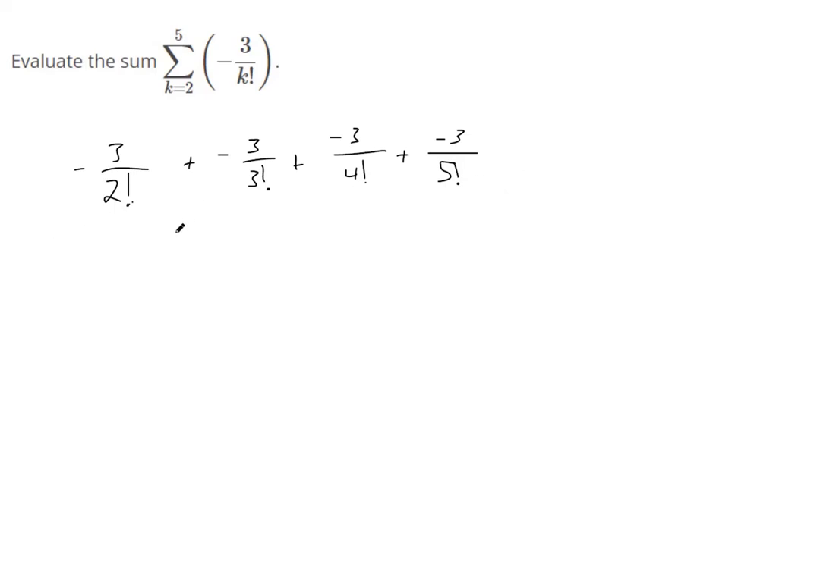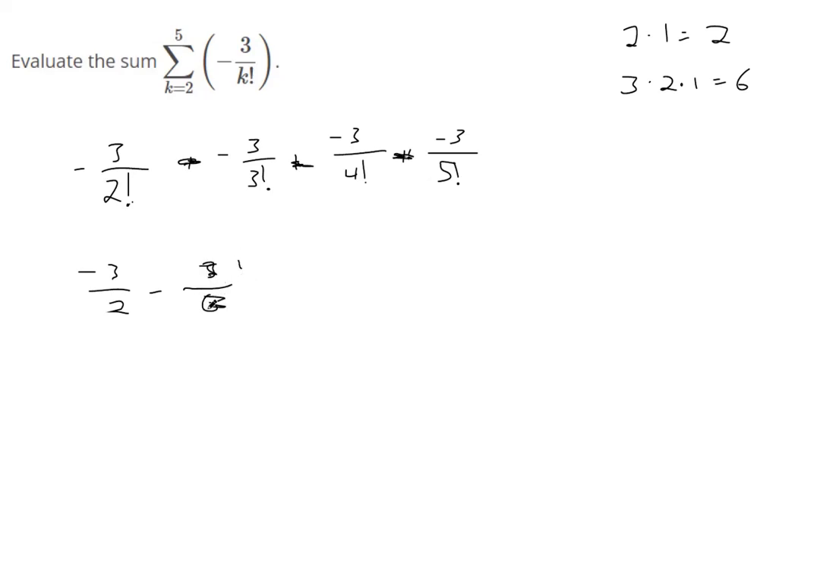Now we just need to add these fractions up. So we could change it all. Adding a negative just means subtracting. That makes it a little simpler. In this first one, 2 factorial means I do 2 times 1. You just keep multiplying all the numbers as you descend. So this is negative 3 over 2. And this next one, 3 factorial, that's 3 times 2 times 1, so that's 6. So that's negative 3 over 6, which is 1/2.